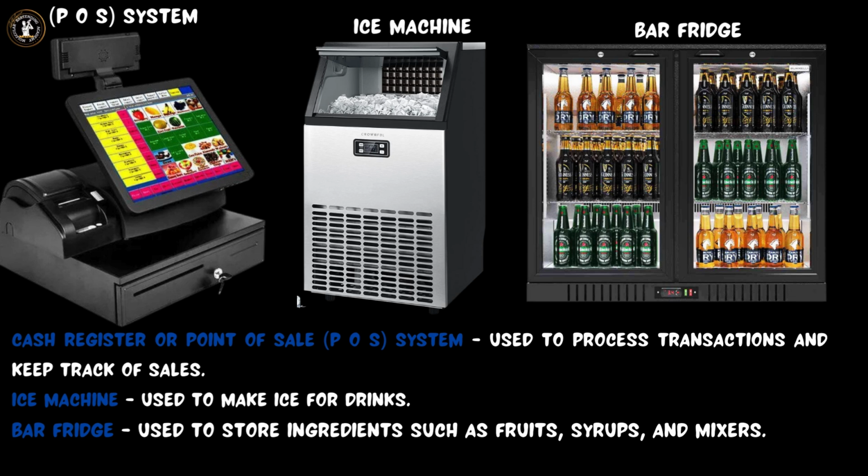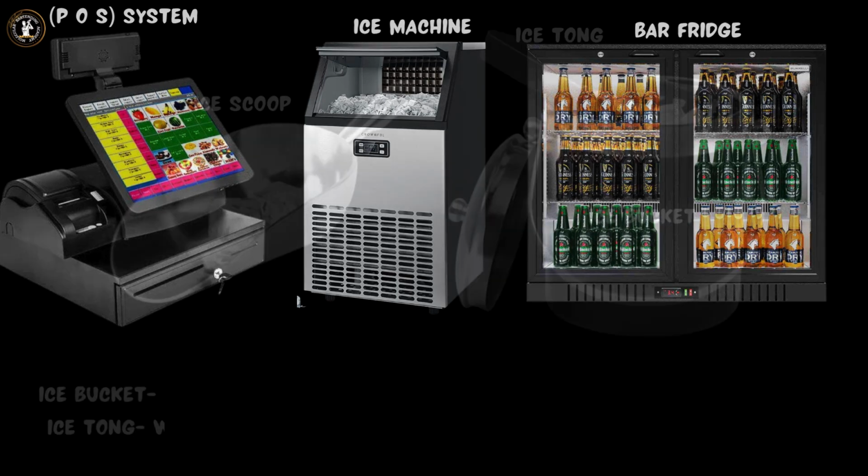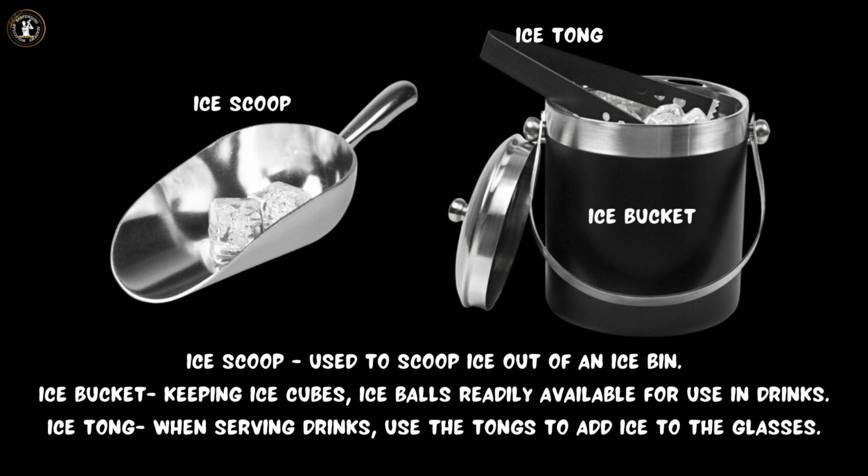Ice machines. Used to make ice for drinks. Bar fridge. Used to store ingredients such as fruits, syrups, and mixers. Ice scoop. Used to scoop ice out of an ice bin. Ice bucket. Keeping ice cubes and ice balls readily available for use in drinks. Ice tongs. When serving drinks, use the tongs to add ice to the glasses.